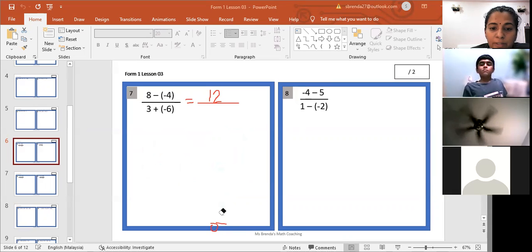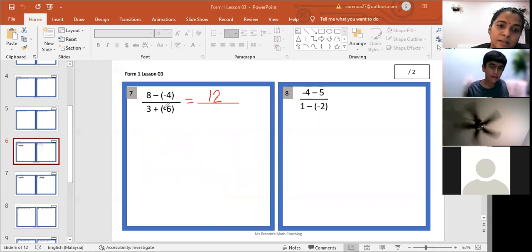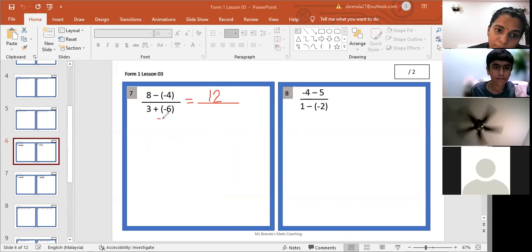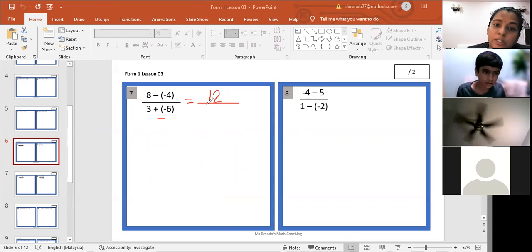So let's move on with our example. What is the second part of it? 3 plus -6. Now, this 2, when it opens up, it's going to be minus. So what is your answer down here? -3.